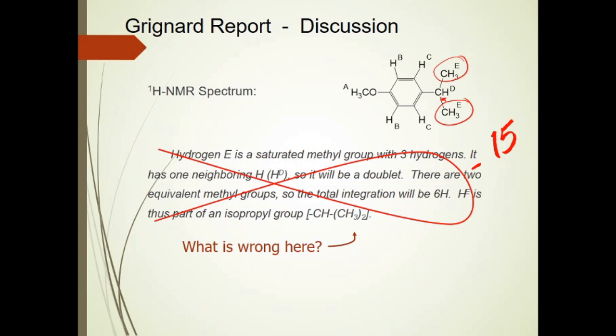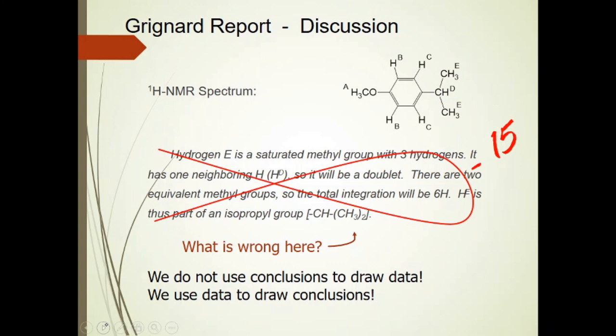Always start with the spectrum. Analyze what you have, draw the conclusions, and then try to draw a structure from that. Always use your data to draw conclusions. Start with the spectrum, analyze it, and see what structure you get. Don't start with your structure and then try to tell me what the data should look like. Tell me what the data are that you actually have.